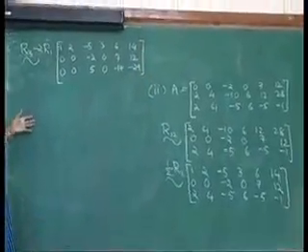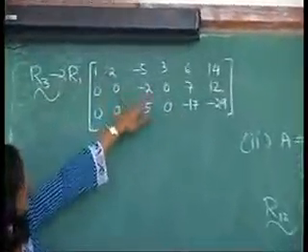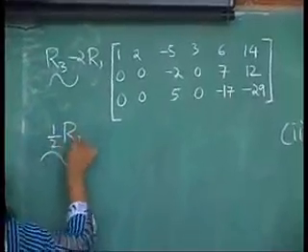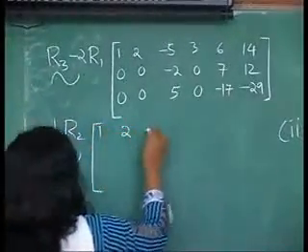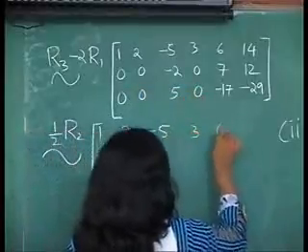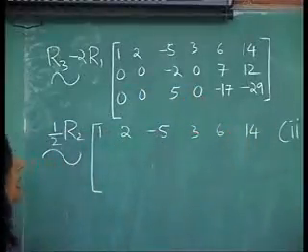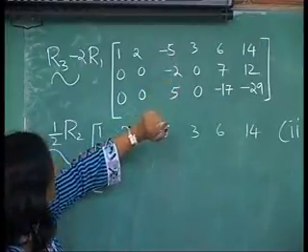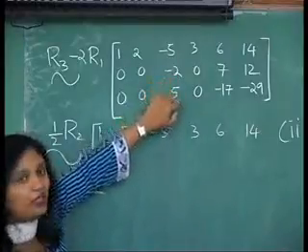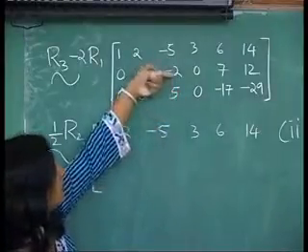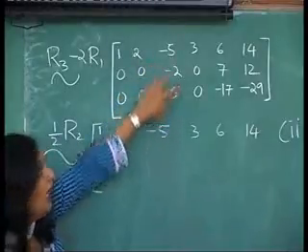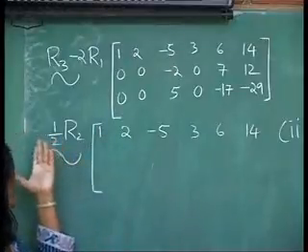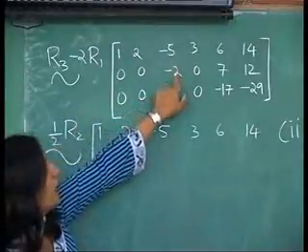Next step will be to bring a leading one in the second row. So maybe I can divide the second row by 2. So this is one of the ways of getting a leading one in the second row. Another option would have been to do R2. I could have got a leading one in this position by doing R3 plus 2 times R2, got a 1 over here. And then I could have interchanged these two rows. So there are alternate ways of doing this. This is just one of the methods of getting a leading one in this position.